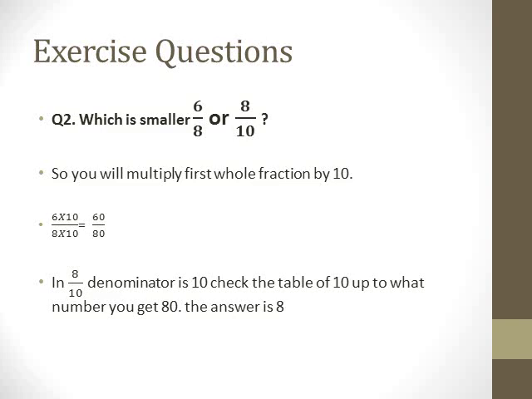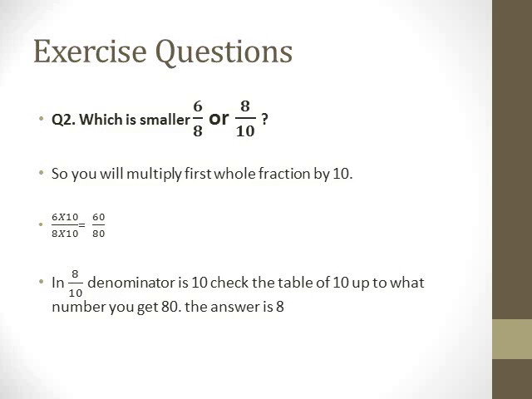Okay, now go to the second fraction, that is 8 over 10. So what is the number you get? 80. So there the denominator is 10 and you need to convert that 10 into 80, so check the 10 table, up to what number you multiply 10 in order to get 80. 10 into 1 is 10, 20, 30, 40, 50. Oh yes, when you multiply 10 by 8 you will get 80.